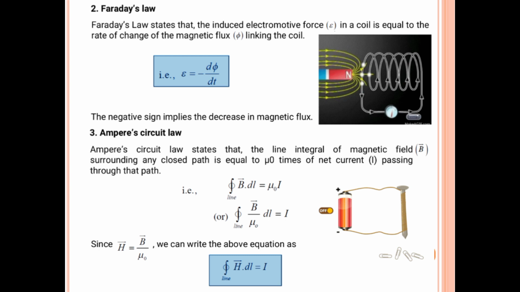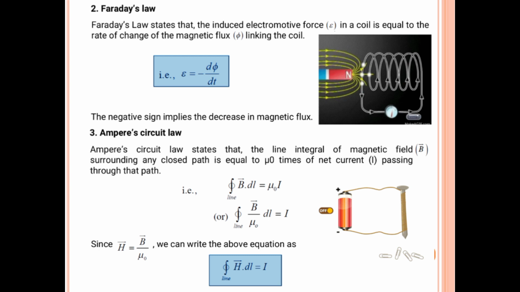The next law is Faraday's law. Faraday's law states that the induced electromotive force, epsilon, in a coil is equal to the rate of change of magnetic flux linking the coil. That is, epsilon is equal to minus d phi by dt. Here the negative sign implies opposition to the change in magnetic flux.